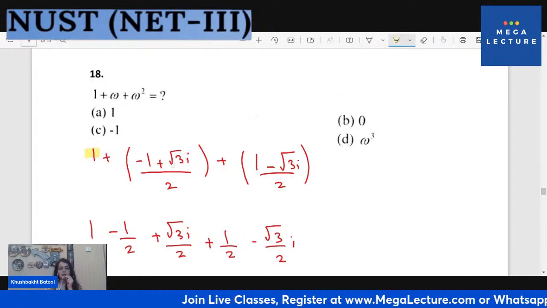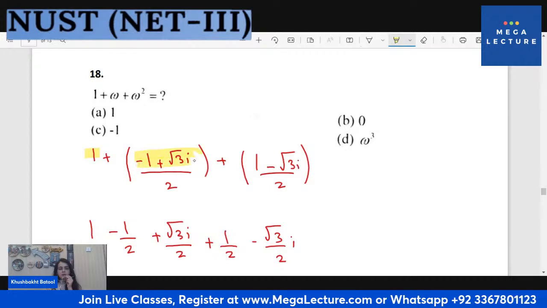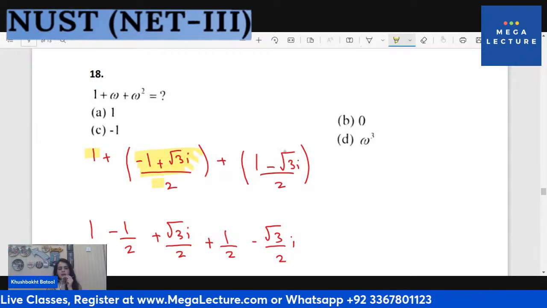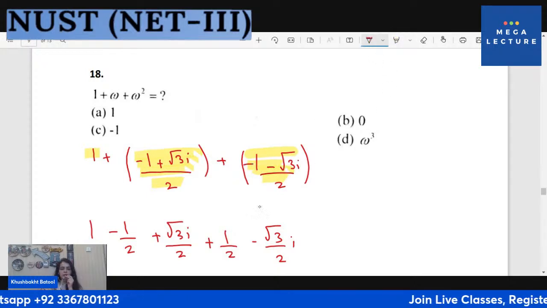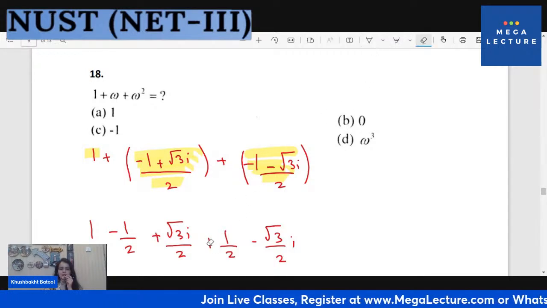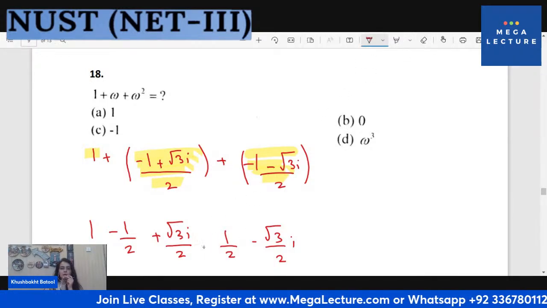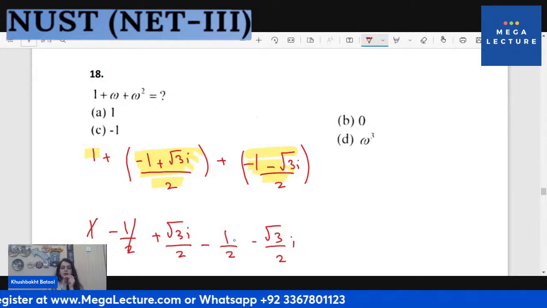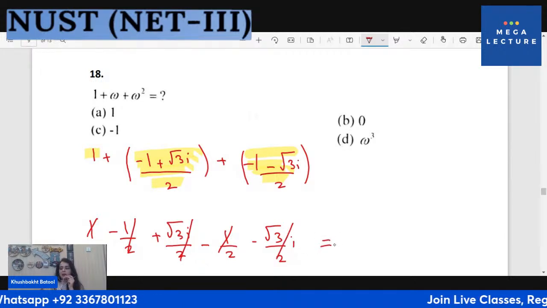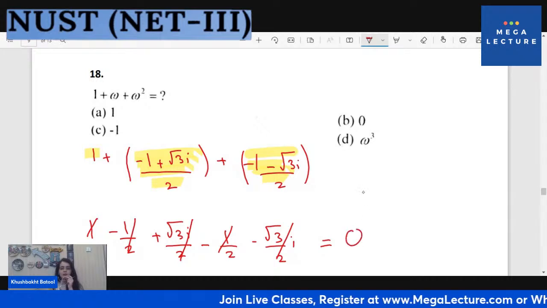This is your 1, this part is your omega, and this part right here is your omega square. We have minus 1 by 2 here. So let's simplify this quickly. The 1 would be cancelled by the minus half and minus half, and these two would be cancelled, and once you add them, the answer is going to be 0. So it would be B.